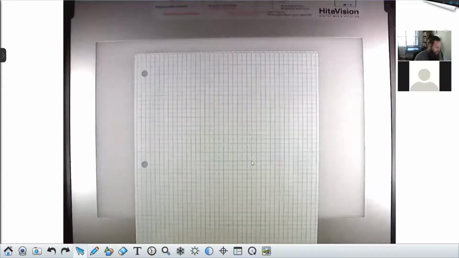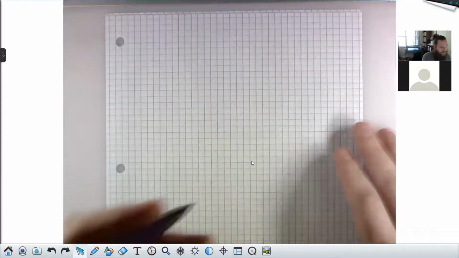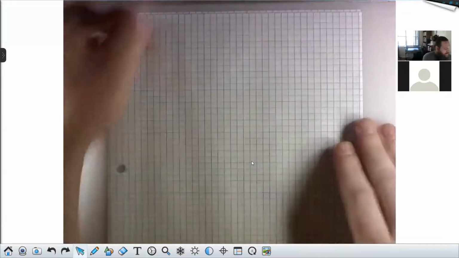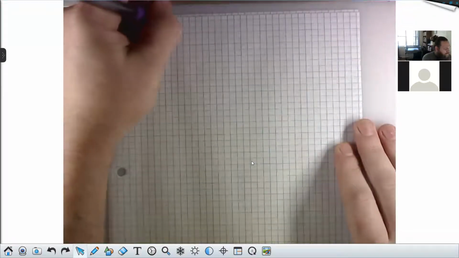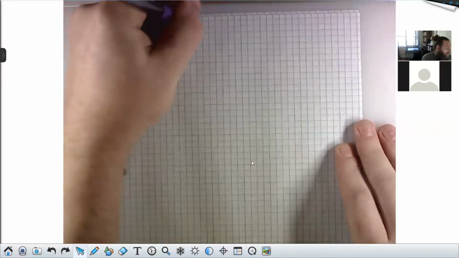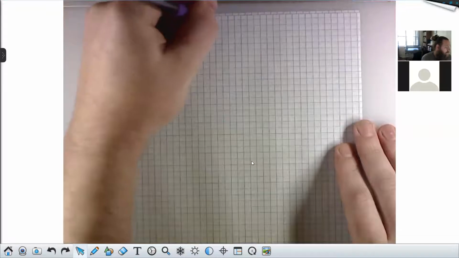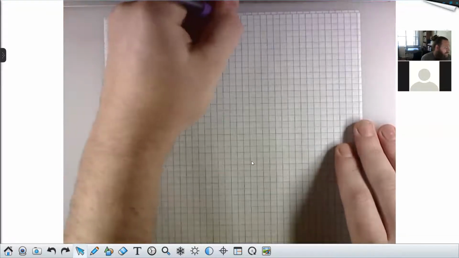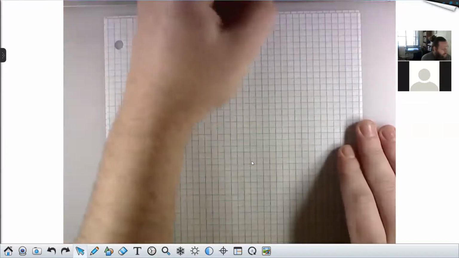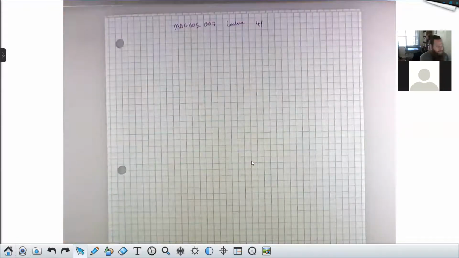I'm using graph paper today because what we're going to be talking about is actually really useful here. Let's take a look. So the new topic is systems of equations and systems of inequalities also. This is MAC1105, section 007. It is our last lecture. Today is the 22nd, right? Yeah.